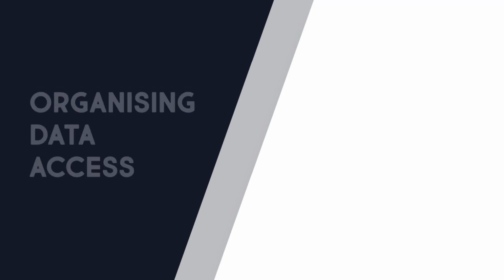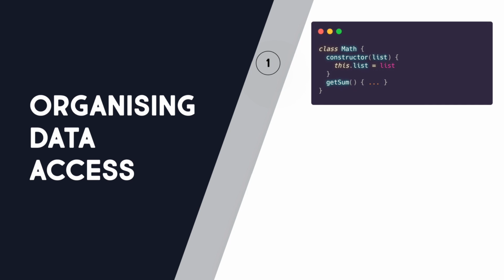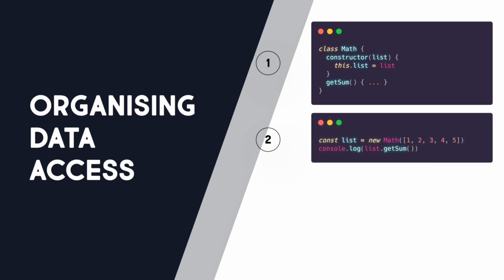Now if we apply these two key principles of object-oriented programming to our previous problem statement, where we were trying to find the sum of numbers in a list, it would look something like this. You could go ahead and create a class called math, which accepts a particular list of data, and it defines some methods which you can run on that data. In the second step, we have created an instance of that class and we are passing the same data, and now on that instance we are able to run that behavior, which is to get the sum of the numbers.